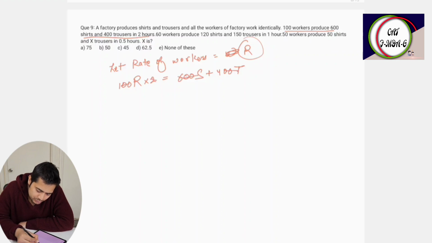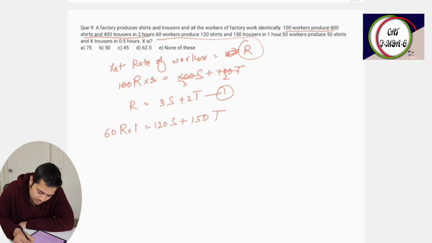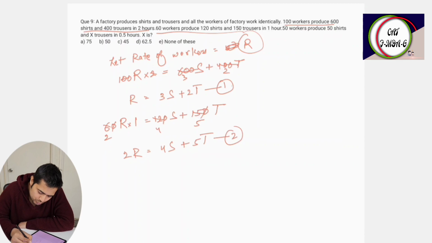This gets cancelled: 2, 3, 2. So rate R is equal to 3S plus 2T. Equation number 1. Now 60 workers produce 120 shirts and 150 trousers in 1 hour. So 60 into R into 1 hour is equal to 120 shirts plus 150 trousers. This gets cancelled, so 3 into 2, 3, 4, 3, 5. So 2R is equal to 4S plus 5T. Equation number 2. Multiplying by 2, 2R is equal to 6S plus 4T.